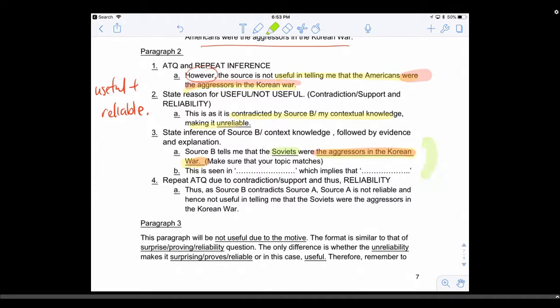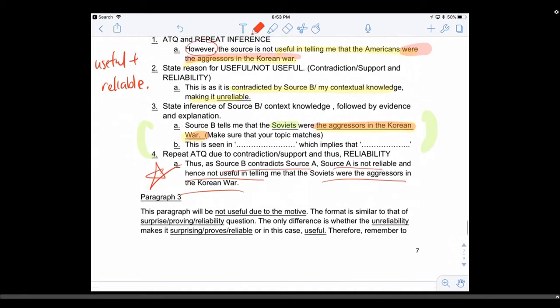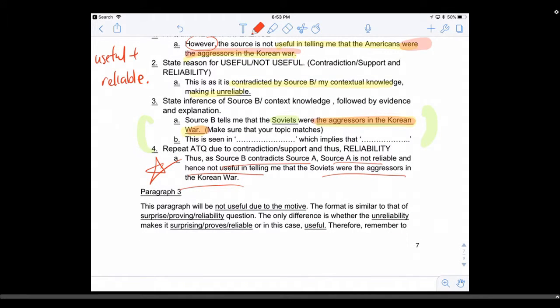Alright, then give me evidence, explain for your next one. And finally, your conclusion, again, very crucial. If not, the whole paragraph is wrong. Thus, as B contradicts A, A is not reliable and hence not useful in telling me what it is telling me. Alright, so that's it. And the final paragraph, again, is not useful because it's unreliable, because it has a motive.